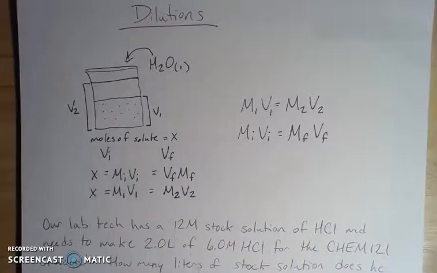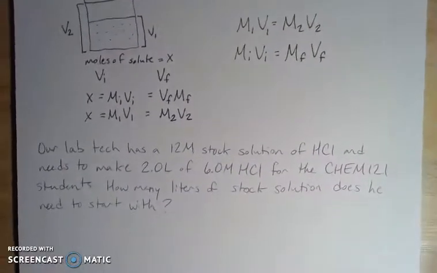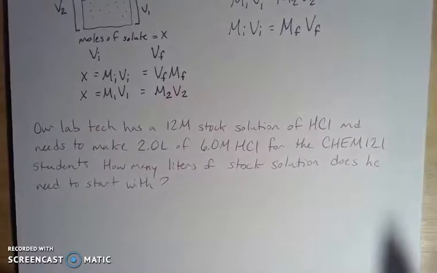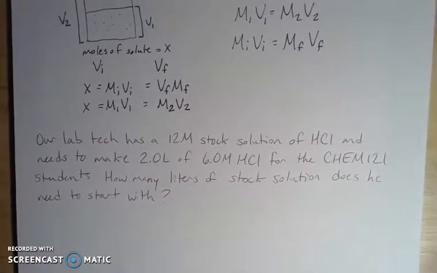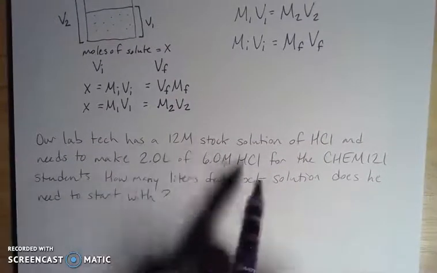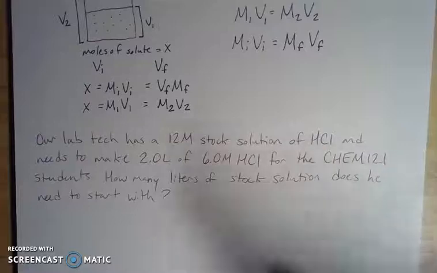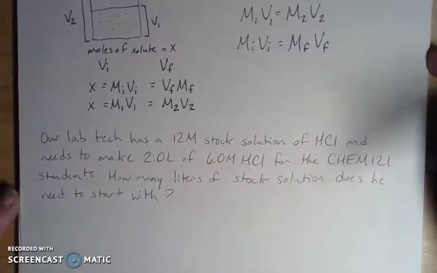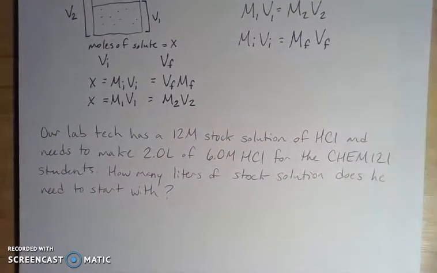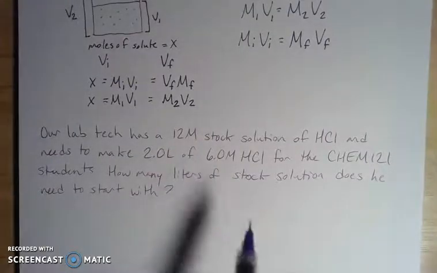Okay, so with a dilution, we can solve problems that look like this using these calculations. So our lab tech has a 12 molar stock solution of hydrochloric acid. When we get chemicals in our stockroom at the school, we usually get very concentrated solutions, and then we make them into more dilute solutions for whatever we need for our various situations. So whichever labs we're doing, we have different concentrations.